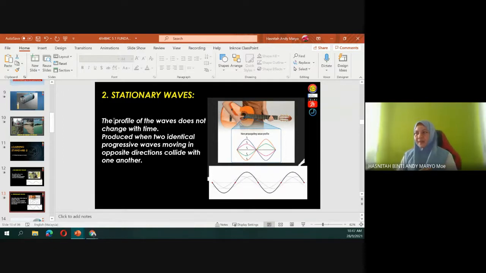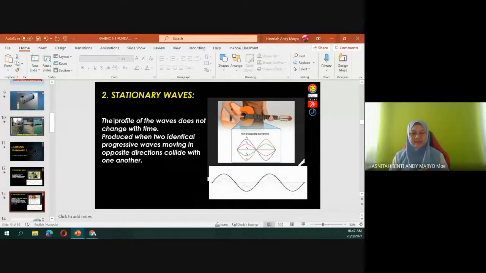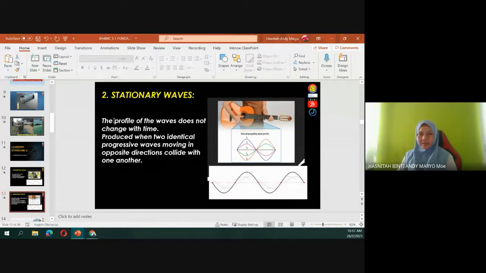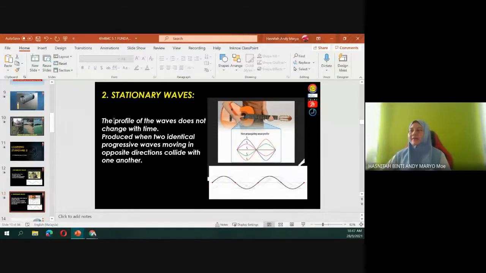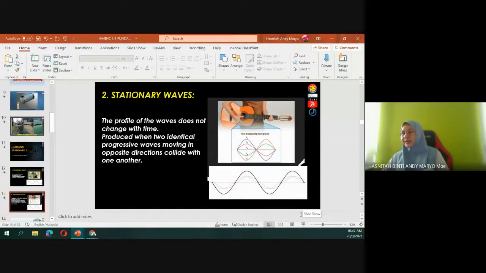Example of stationary wave, students. Example of stationary wave, you can write there: wave produced by musical instruments. For example, when you pluck a guitar, and you can see the guitar here, the string has 2 points, right? If you look at the guitar here, it has 2 points, okay?